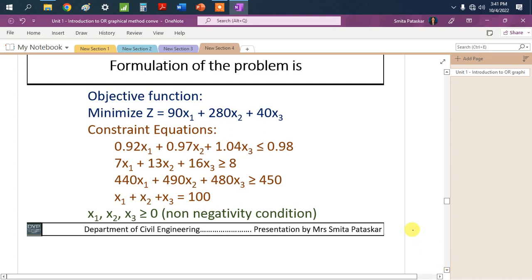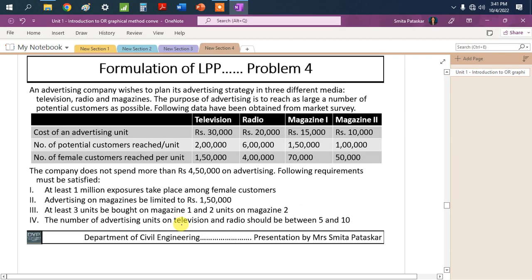Now if you see the last one, it is x1 plus x2 plus x3 equal to 100, because in the example only the cost per ton is given. That means the value of x1, x2 and x3 should be equal to 100. The sum of x1, x2, x3 should be equal to 100, and our non-negativity condition will be as it is. Again we will take another example.